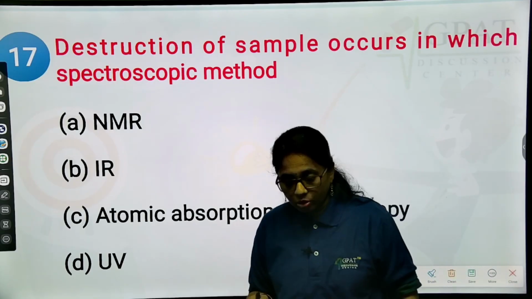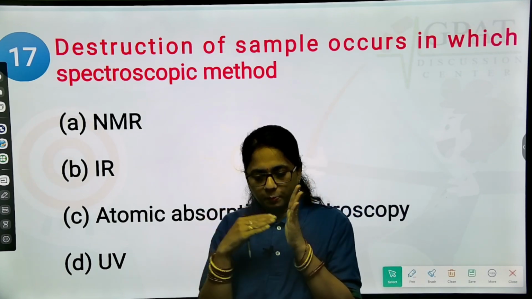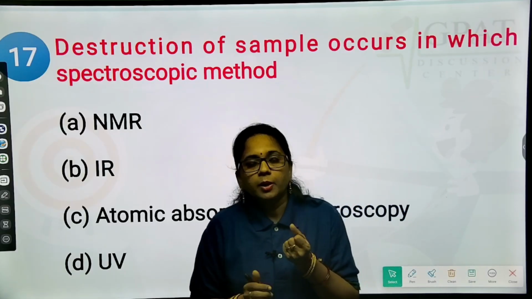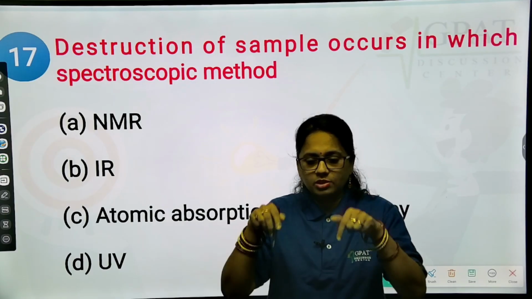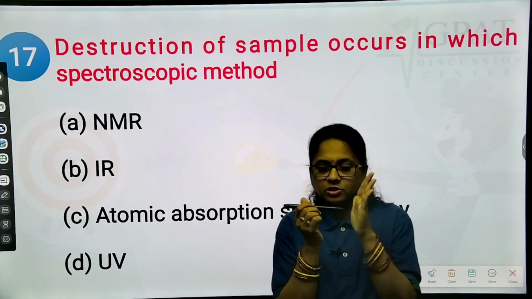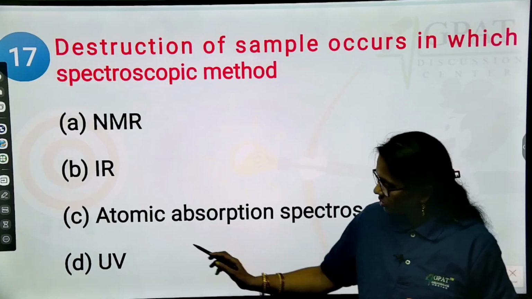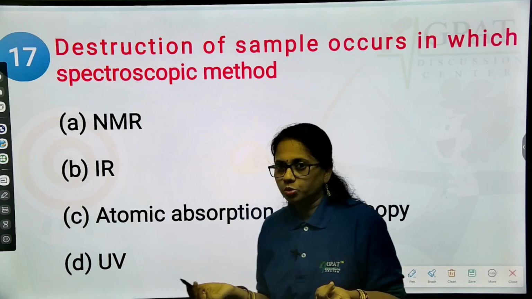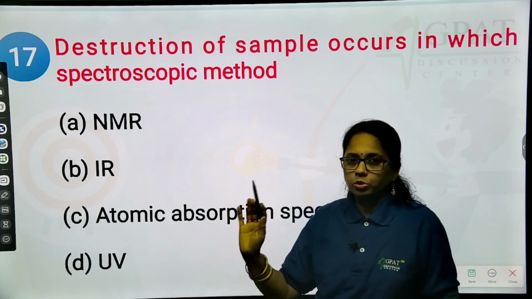And in the UV also, you put the solution, and once the UV rays pass through the sample, the sample absorbs that UV light. But here there is no destruction. Even though there is no destruction, you cannot reuse the UV sample again for analysis. Once the UV rays have passed through the sample, that is done. You have to remember that. In the sterilization process, UV light is used as a good sterilizing agent, but complete destruction does not take place in the UV.